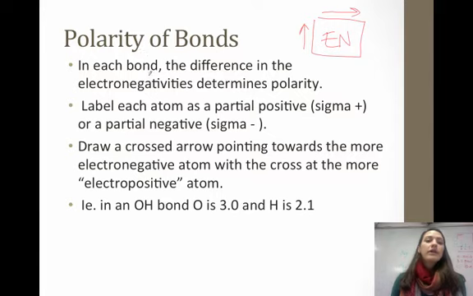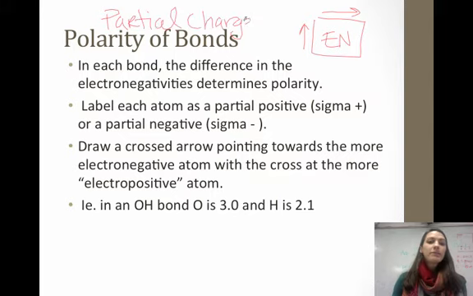When we're talking about the polarity of bonds, we're going to write partial charges, P-A-R-T-I-A-L, partial charges. Those are going to be with a sigma plus and a sigma minus. A sigma plus looks like an S that's connected, or like an 8 that's not connected. Sigma minus looks like that. So those are going to be how you label your partial charges.